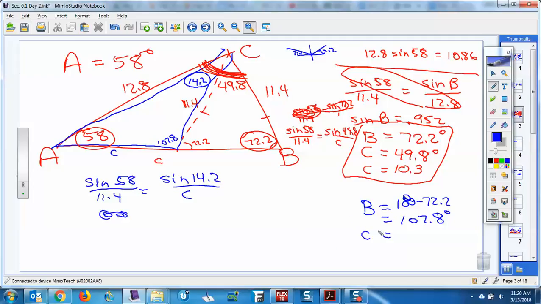probably pretty small, right? 8.3? 3.3. 3.3. And then what was big C? Big C was 14.2. Yeah.